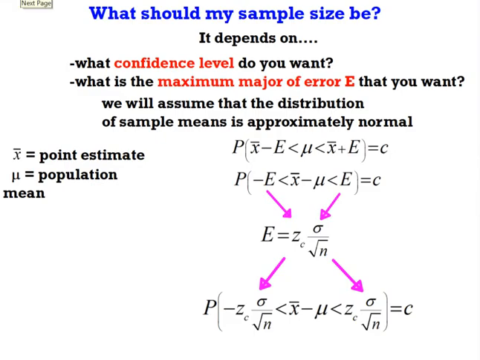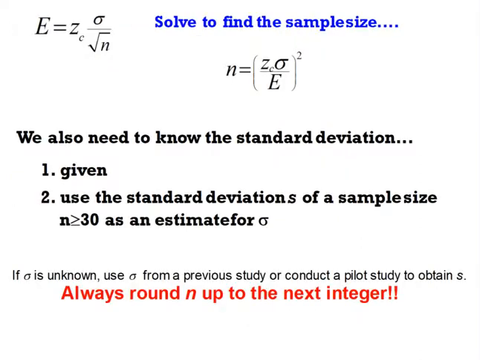So what should my sample size be? It kind of depends on what confidence level you want. Do you want to be 90% confident, 95% confident, 99% confident? What is the maximum margin of error, E, that you want? Again, we're going to assume that these follow some sort of normal distribution. So basically, we're going to take this error formula that we got from before, and with a little bit of algebra, we'll get that solved for n.